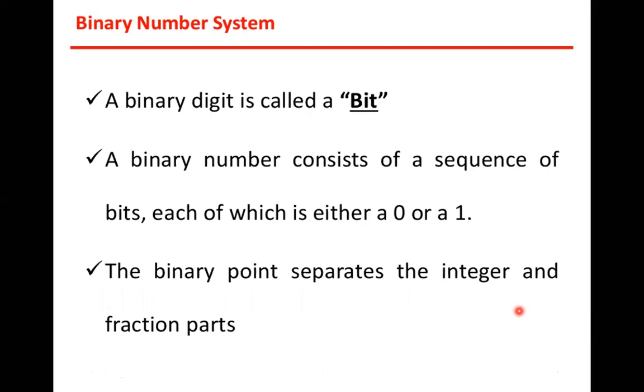A binary digit is called a bit. In the binary number system we have only two digits: one is 0, the other is 1. Each individual digit is called a bit. A binary number consists of a sequence of bits, each of which is either 0 or 1, because only two numbers exist in the binary number system. The binary point separates the integer and fraction parts. So this 0 is 1 bit, and this 1 is 1 bit.